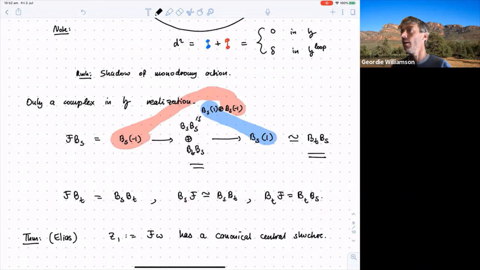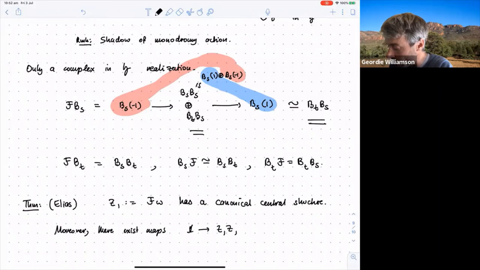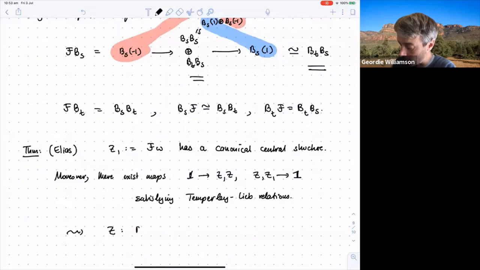And moreover, there exist maps from the unit to Z1, Z1, and from Z1, Z1 to the unit, satisfying the Temperley-Lieb relations. And so the end result is that we have this desired tensor functor from SL2 to H extended.